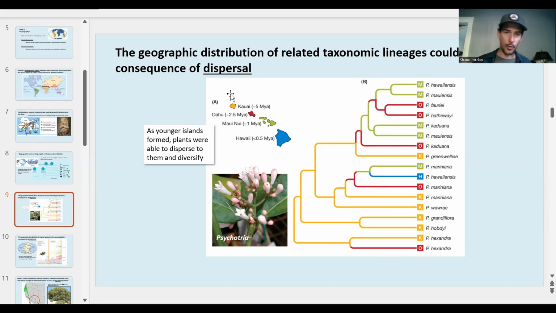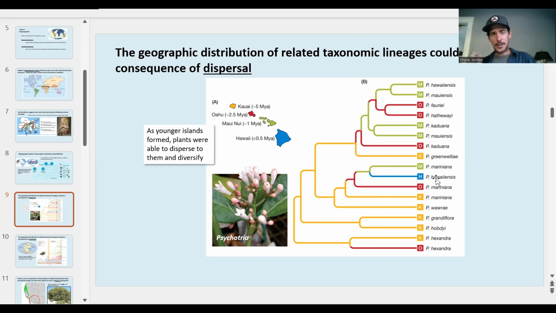So the orange is Kauai, the red is Oahu, the green is Maui, the blue is the big island of Hawaii. Anyway, we see it takes a while to get to the point where Psychotria has finally come to colonize Maui, and that's happened maybe here in this particular lineage. So there has been a dispersal event from Kauai to Oahu to Maui, and then even from Maui, another dispersal event to the big island of Hawaii.